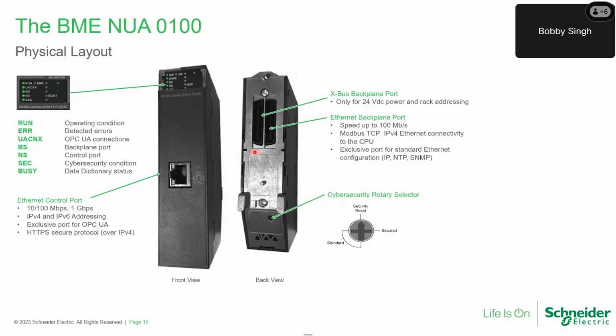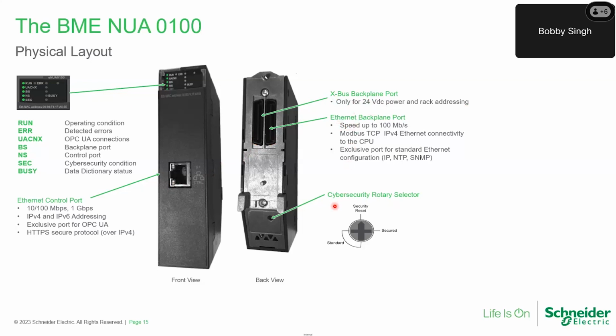Now let's take a look at the back view. On the left side here, you have the XBus backplane port, and on the right side, you have the Ethernet backplane port. The XBus is mainly used for 24 DC power and rack addressing only. No other communication is performed on the XBus of the NUA module. The Ethernet backplane is used to exchange all data between M580 and the NUA module.